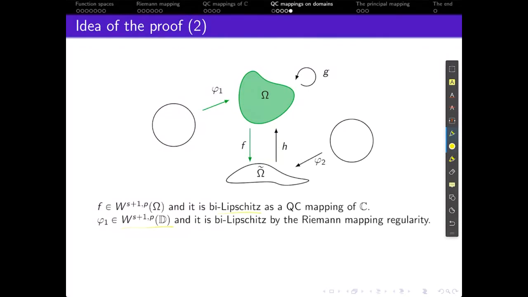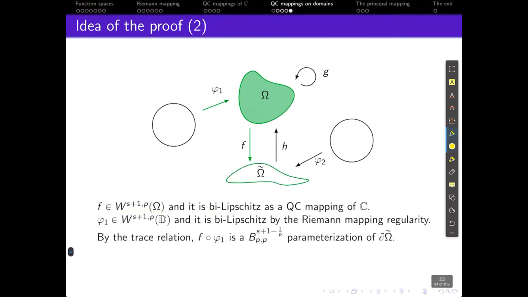So both mappings are bi-Lipschitz, and both mappings are Sobolev. So the composition, as I showed you in the beginning, is also Sobolev. This means that the boundary, the trace of this composition, is in the trace space that is Besov. So the domain omega hat has the same regularity as omega. Good. Omega hat is a Besov domain.